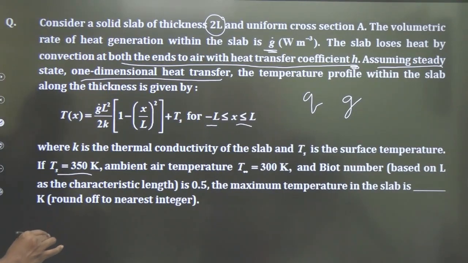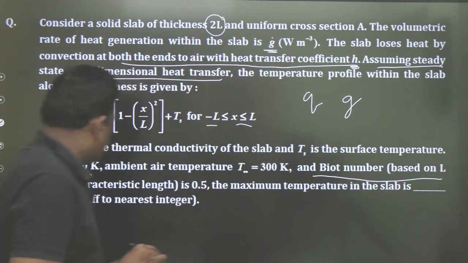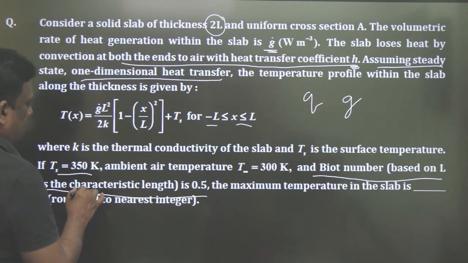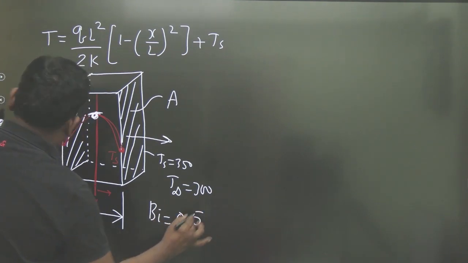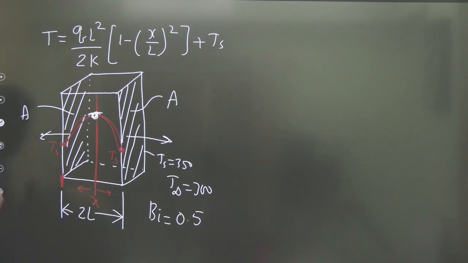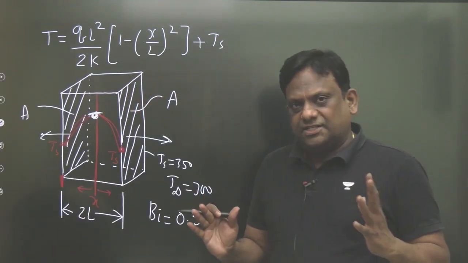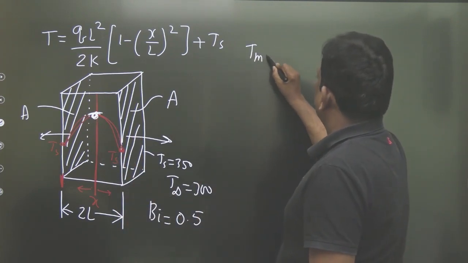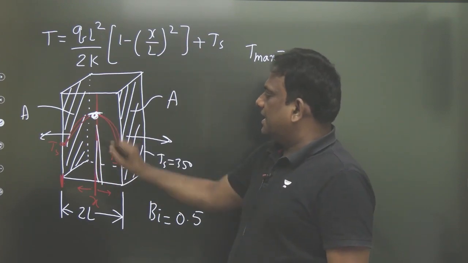And what is he asking in the problem? And oh, the Biot number based on characteristic length is 0.5. कुछ नया ही दिख रहा ना सर? The Biot number is given as 0.5. The maximum temperature in the slab is. Where do you find the maximum temperature? When it is a uniform heat generation, it's symmetric on both sides. So therefore, the maximum temperature is given by x is equal to 0 at the center. At the center, x is 0.